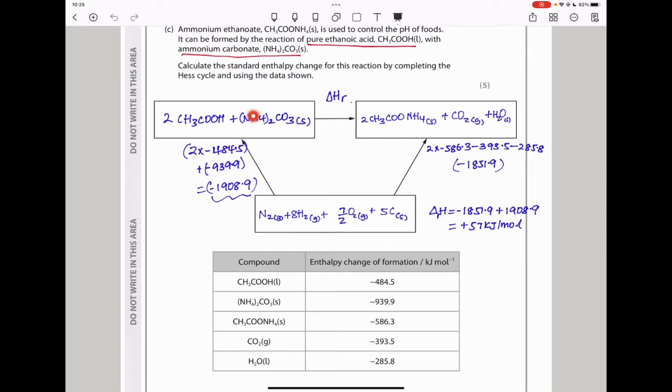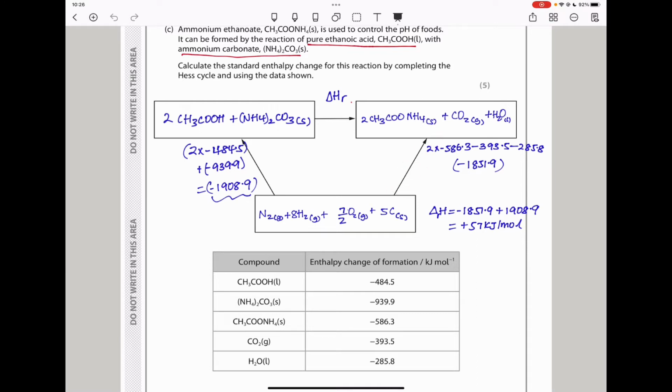And then for formation of this one here, which is ammonium carbonate, we see it's negative 939.9. Since we are forming 1 mole, it's going to be exactly that. So the total enthalpy for this is 2 times the enthalpy for 1 of that, plus the enthalpy for formation of that, which is going to give me a total of this. That plus that gives me that for that part.